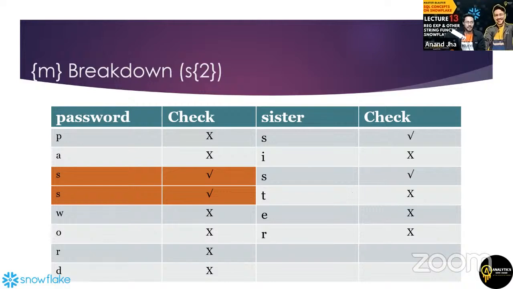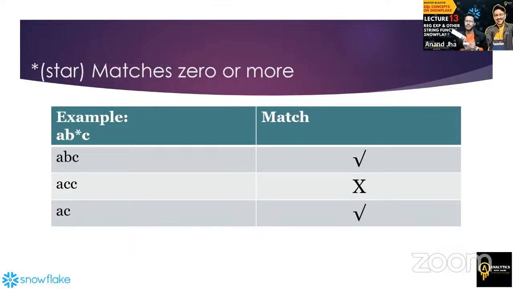This is done. Then next is star. Dot means single character. Star means matches 0 or more. AB star C matches 0 or more, either 1C, 2C, 3C. After AB, 1C is there. Correct? But why is there a tick here? In AC, AB star matches 0 or more.